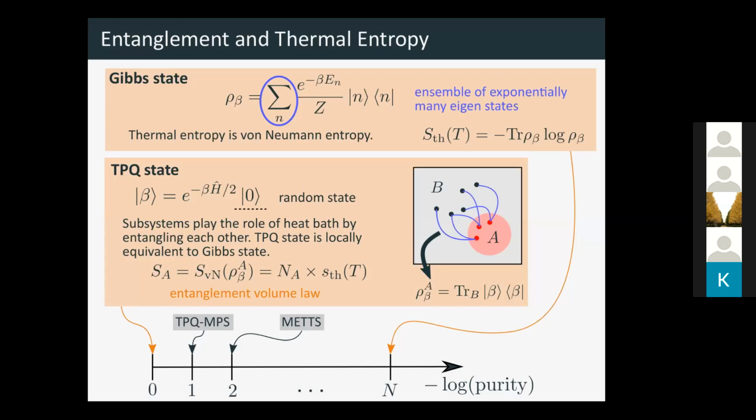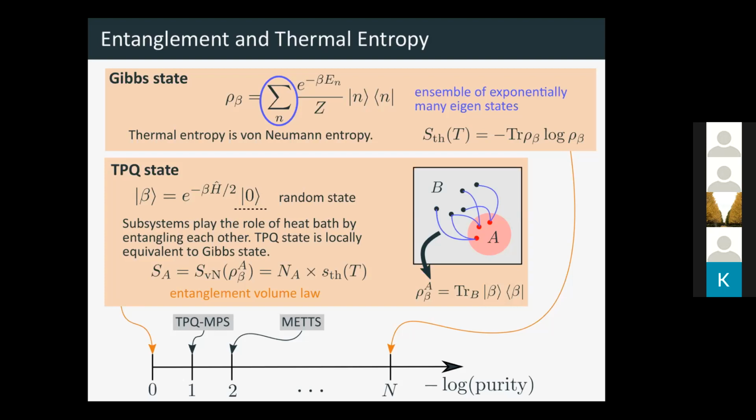Then, suppose that we are dividing the system into subsystems A and B. In the typical state, the subsystems play the role of a heat bath by entangling each other, like this purple line. And the typical state is locally equivalent to the Gibbs state. So this means that the entanglement entropy S_A is equal to the thermal entropy S_th. And this is a support that the entanglement entropy of the typical state follows a volume law, because the thermal entropy is also following the volume law, as everybody knows.